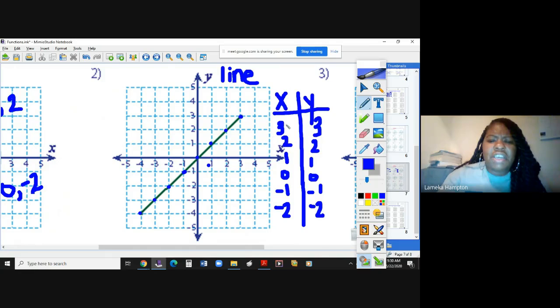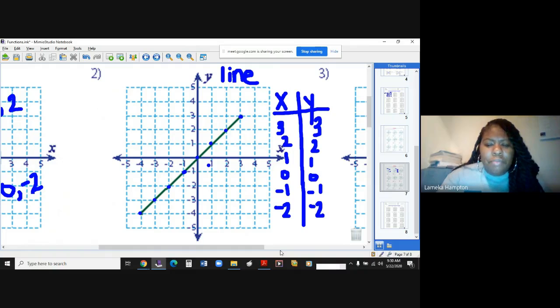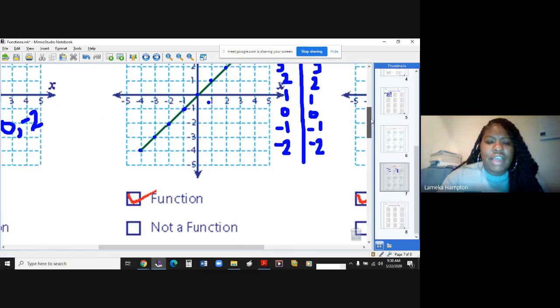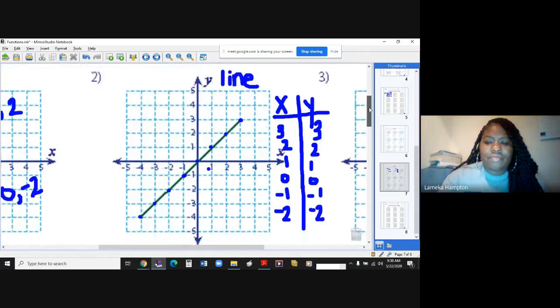But as you can see, for every input, I only have one output. That's really what you want. So because I have that, that is what makes this a function. Okay, so that is a function. Now, really quick, I want you to look at number 3.